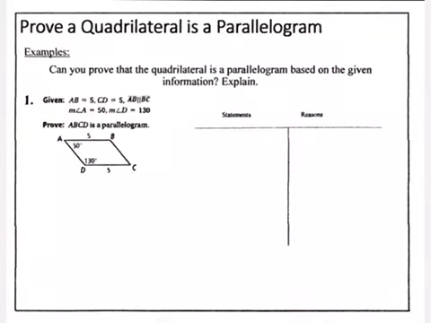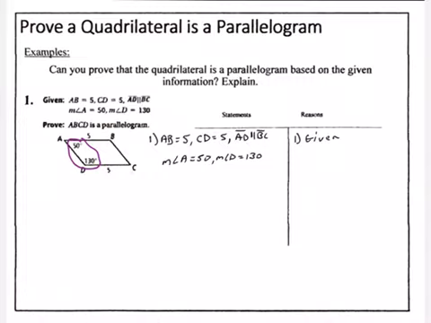Here we want to know if we can prove that the quadrilateral is a parallelogram based on the information given, and then explain. And to explain, we're going to go ahead and use a proof. So the first step of this proof would be to restate the given, like any other proof. So once we've stated the given, we should then start to look and see where we can make some connections. Well, if we notice carefully here that these two angles here are supplementary, they add up to 180.